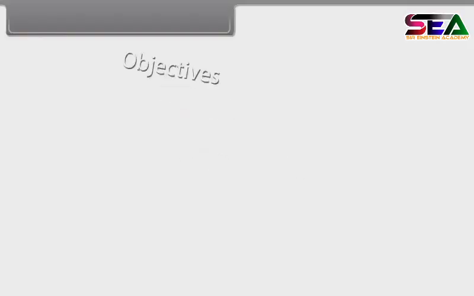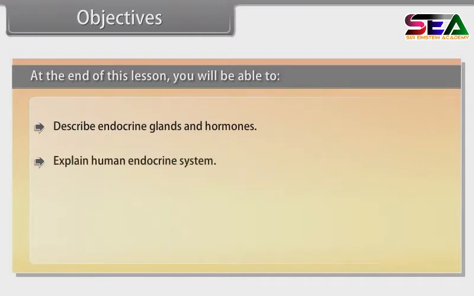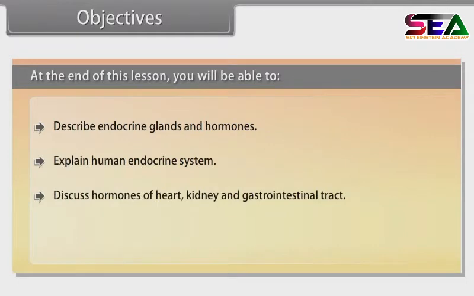Objectives. At the end of this lesson, you will be able to describe endocrine glands and hormones, explain the human endocrine system, discuss hormones of heart, kidney, and gastrointestinal tract, describe mechanism of hormone action.